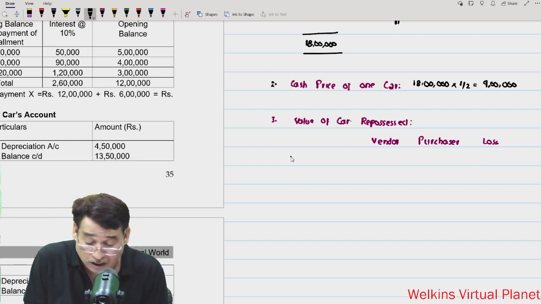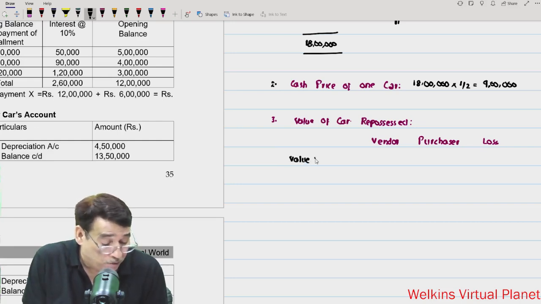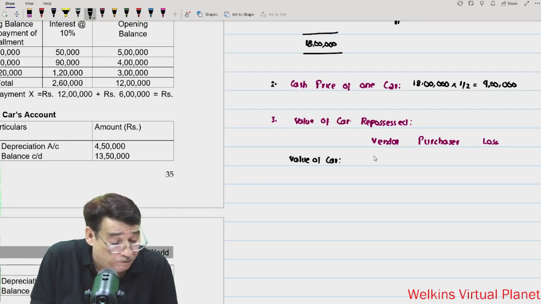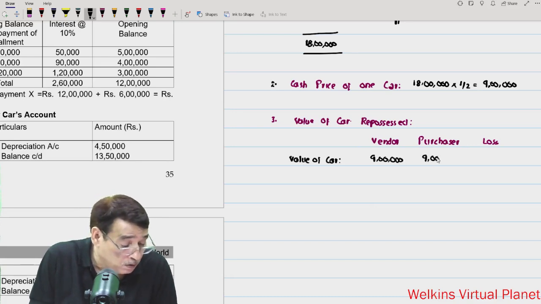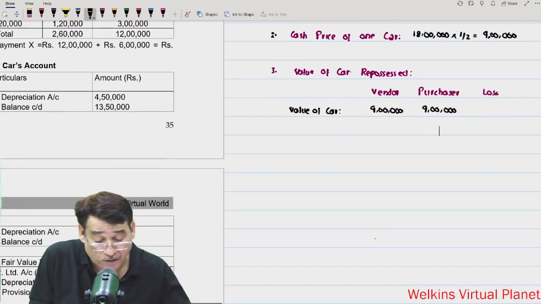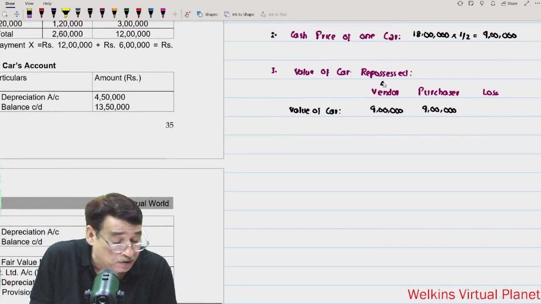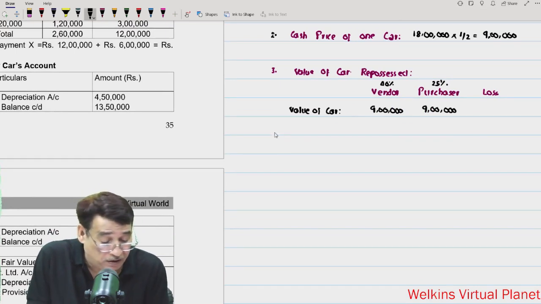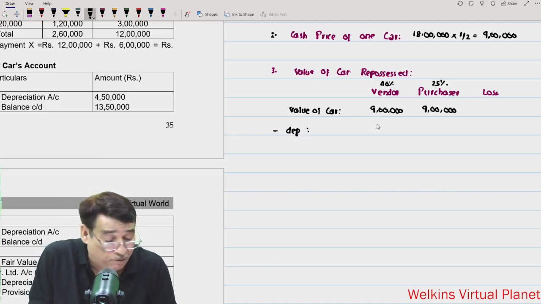So, first of all, I will write here value of car or cost of car, whatever you may like to write. Value of car, which we computed, that is 9 lakh, value of one car. So first of all, you will write here 9 lakh, you will also write here 9 lakh. Think of the depreciation. Now depreciation rate of vendor is 40% this time. And rate of purchaser is 25%. So first we will consider vendor. So depreciation at the rate of 40% of 9 lakh will be equal to 3,60,000. Subtract 3,60,000 from 9 lakh to get 5,40,000.